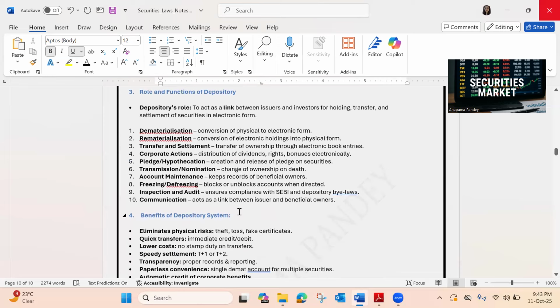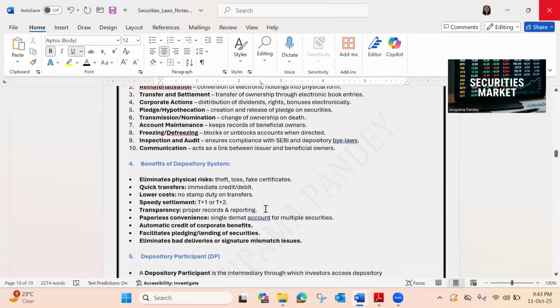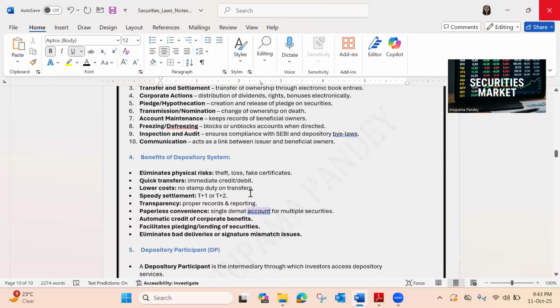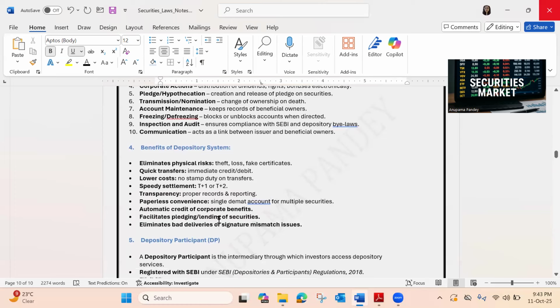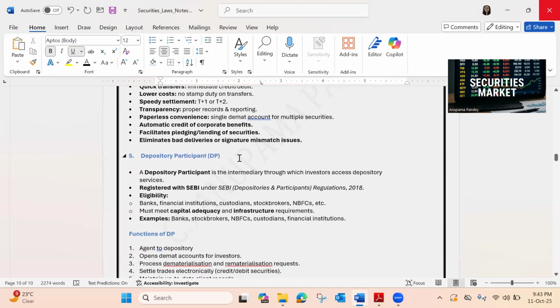Now, what all are the benefits of depository? It eliminates physical risk of loss, fake certificates, and theft. It enables us to quickly transfer, that is credit or debit the shares into our accounts. Lower cost is there, no stamp duty on transfers is needed. Speedy settlement, T+1 or T+2 settlement provisions have been introduced. Transparency, proper records and reporting is there. Paperless convenience, automatic credit of corporate benefits like dividends, bonuses, etc. Facilitates pledging and lending of securities, eliminates bad deliveries or signature mismatch issues. Now we have understood the role and the benefits of depository.